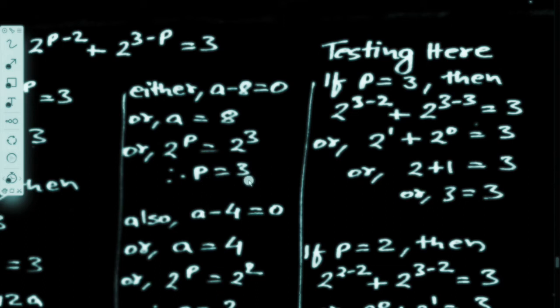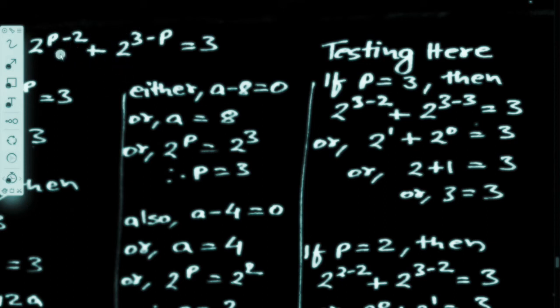Now we have to test. For testing, we should put this value 3 in our original equation to test whether our answer is right or wrong. To get the actual value, we should test our answer by placing it in our original equation. Let's see, testing here. If p equals 3, then 2 power 3 minus 2 plus 2 power 3 minus 3 equals 3, as is our original equation from here.